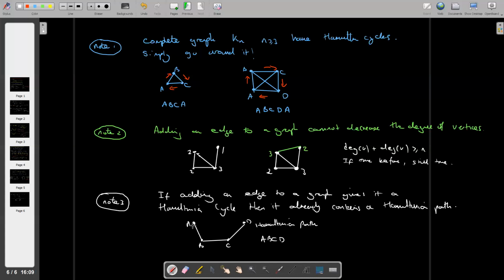So we visited all the vertices once, and we finished in a different place, and we have only traversed the edges once, so it's a path. Okay, not a closed path.